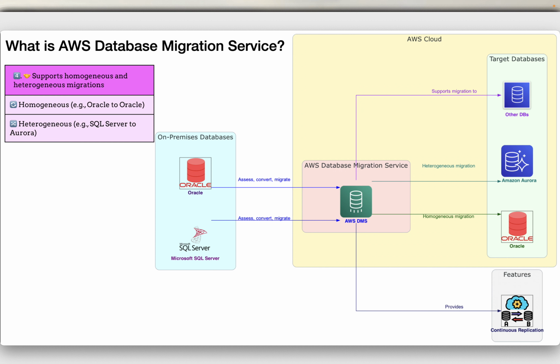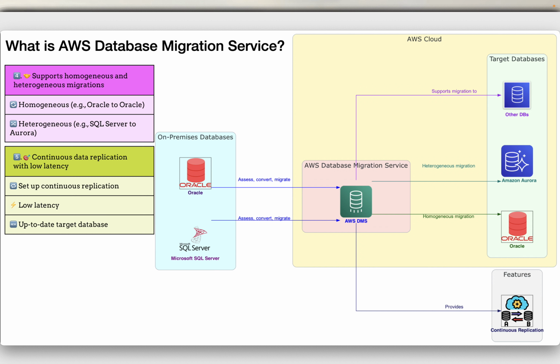AWS DMS supports both homogeneous migrations such as Oracle to Oracle and heterogeneous migrations between different databases like Oracle or Microsoft SQL Server to Amazon Aurora. With AWS DMS, you can set up continuous data replication from a supported source to a supported target, ensuring low latency and up-to-date information in your target database.